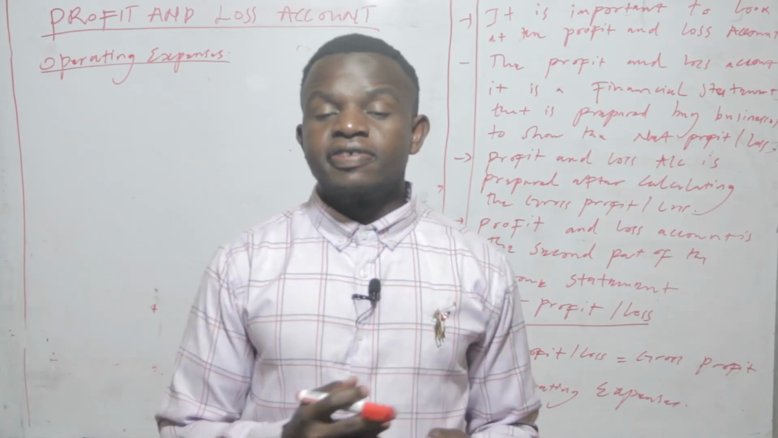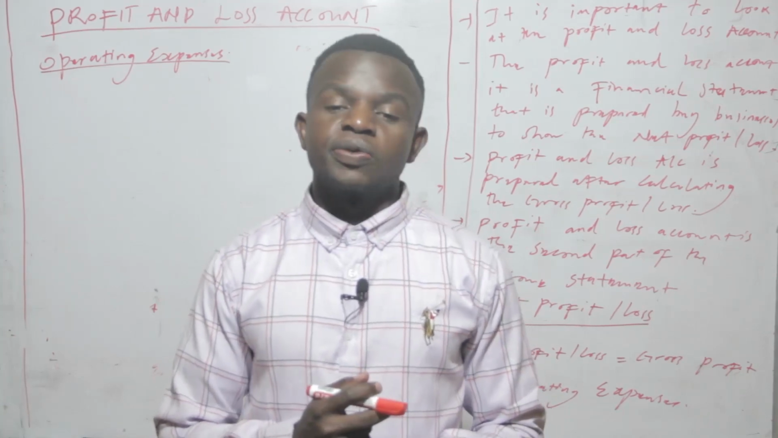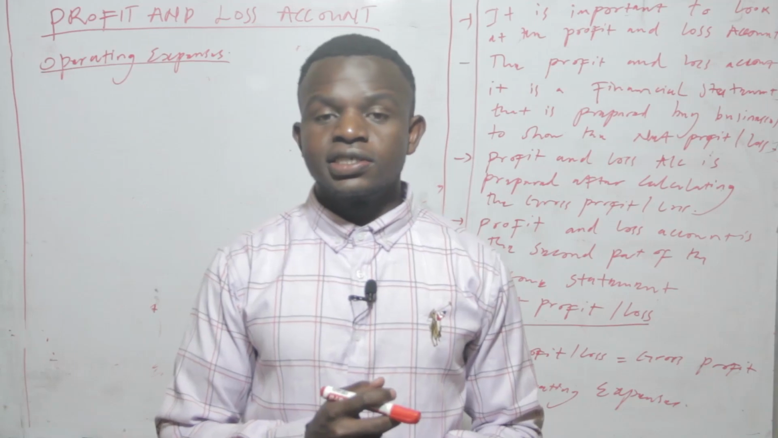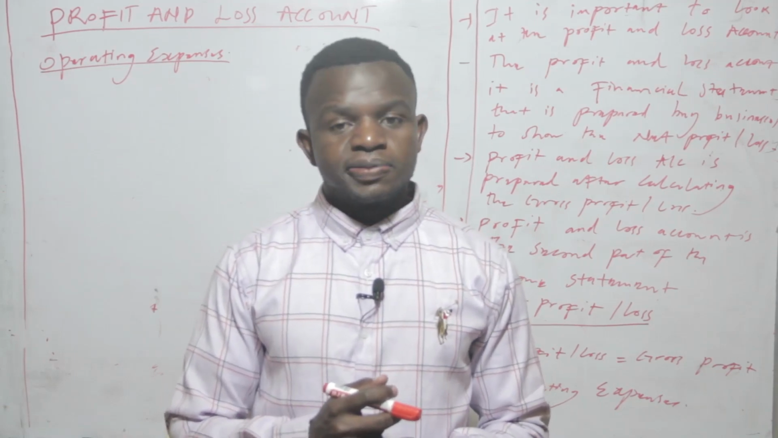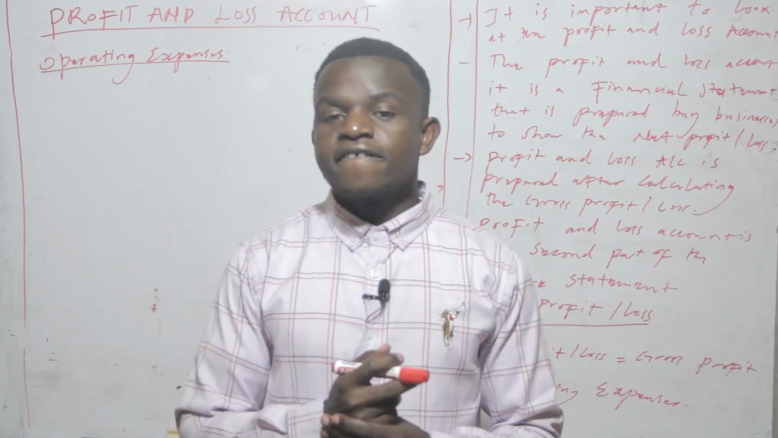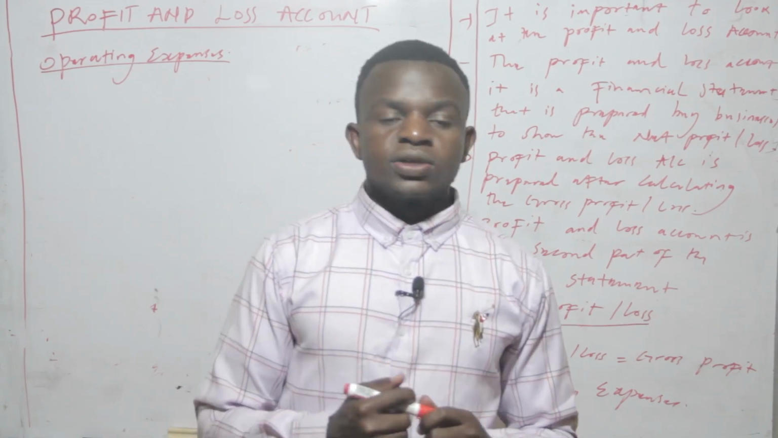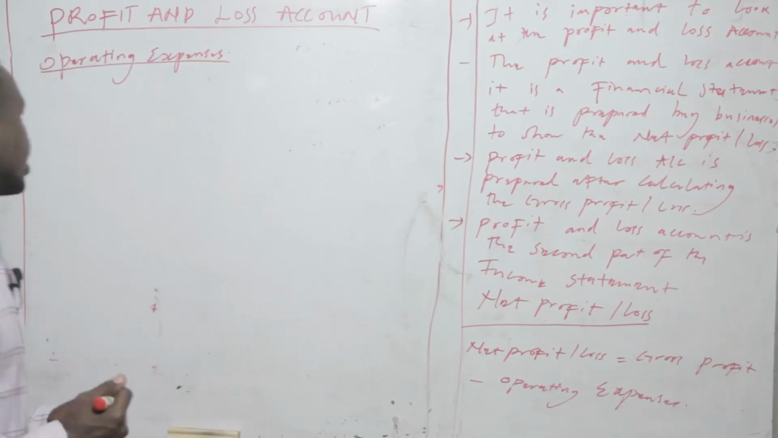And this can be divided into three parts. So we have selling and distributing expenses, we have office and administrative expenses, then we also have financial expenses. So let us write down these expenses.